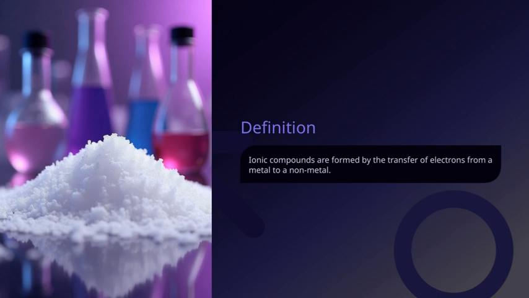This transfer is key because it explains how ionic compounds are structured and why they have their characteristic properties, like high melting points and electrical conductivity when molten or dissolved. Understanding this electron transfer helps us see the bigger picture of how elements combine to form stable compounds in nature.